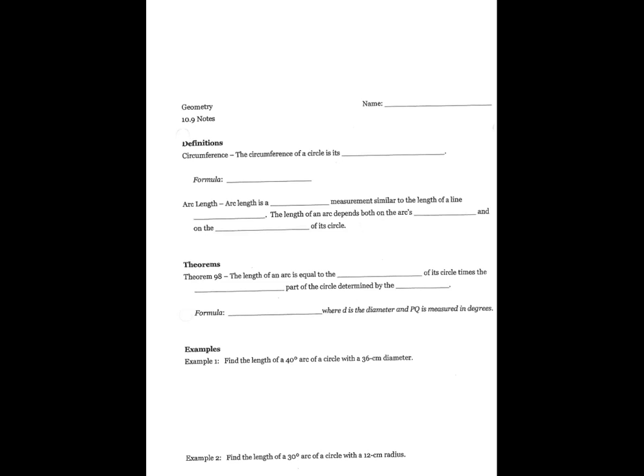We're going to take notes for section 10.9. The first definition is going to be of circumference, which I know is a repeat, but let's write it again. So the circumference of a circle is its perimeter. The formula for circumference would be circumference equals pi times diameter, or you can say circumference is equal to 2 pi r, where r is the radius.